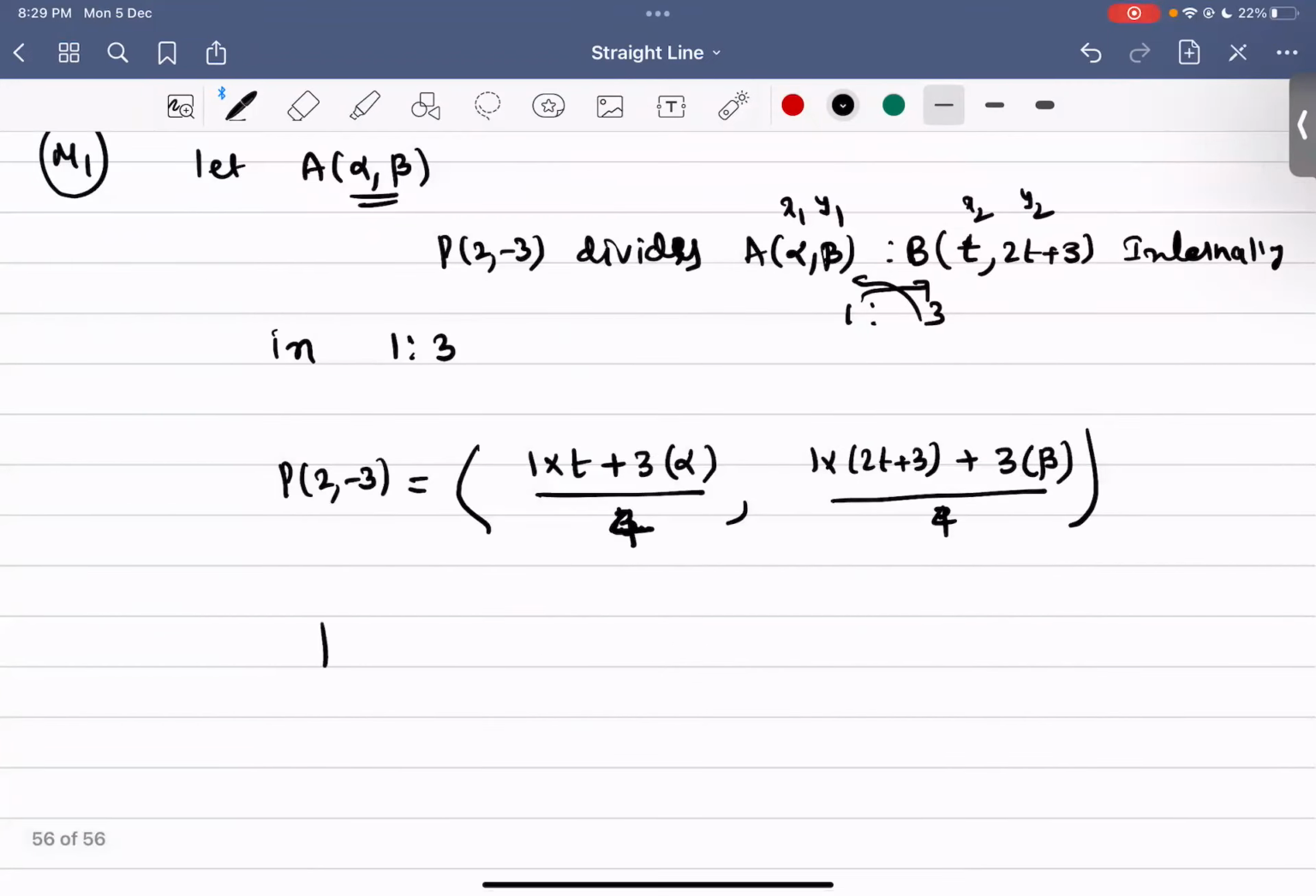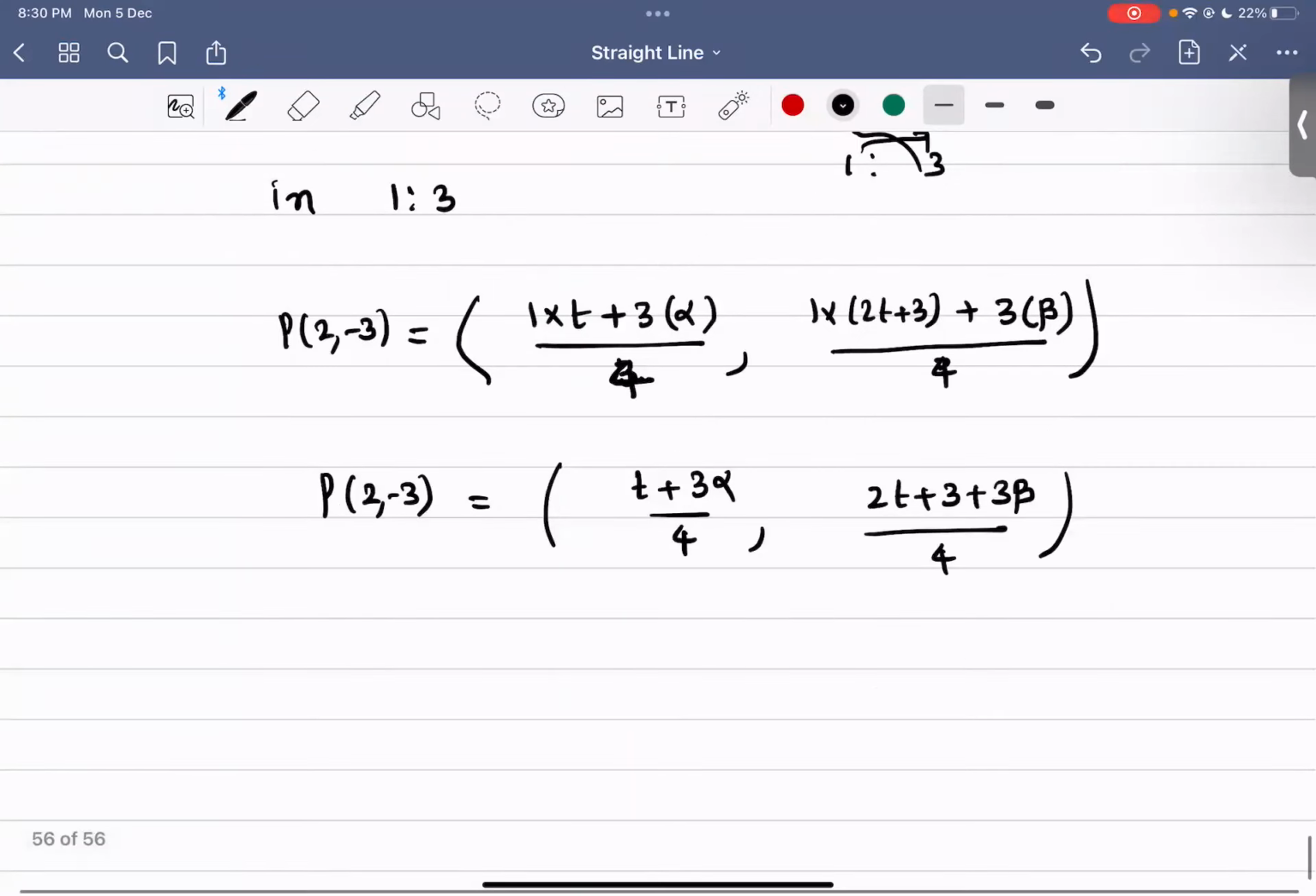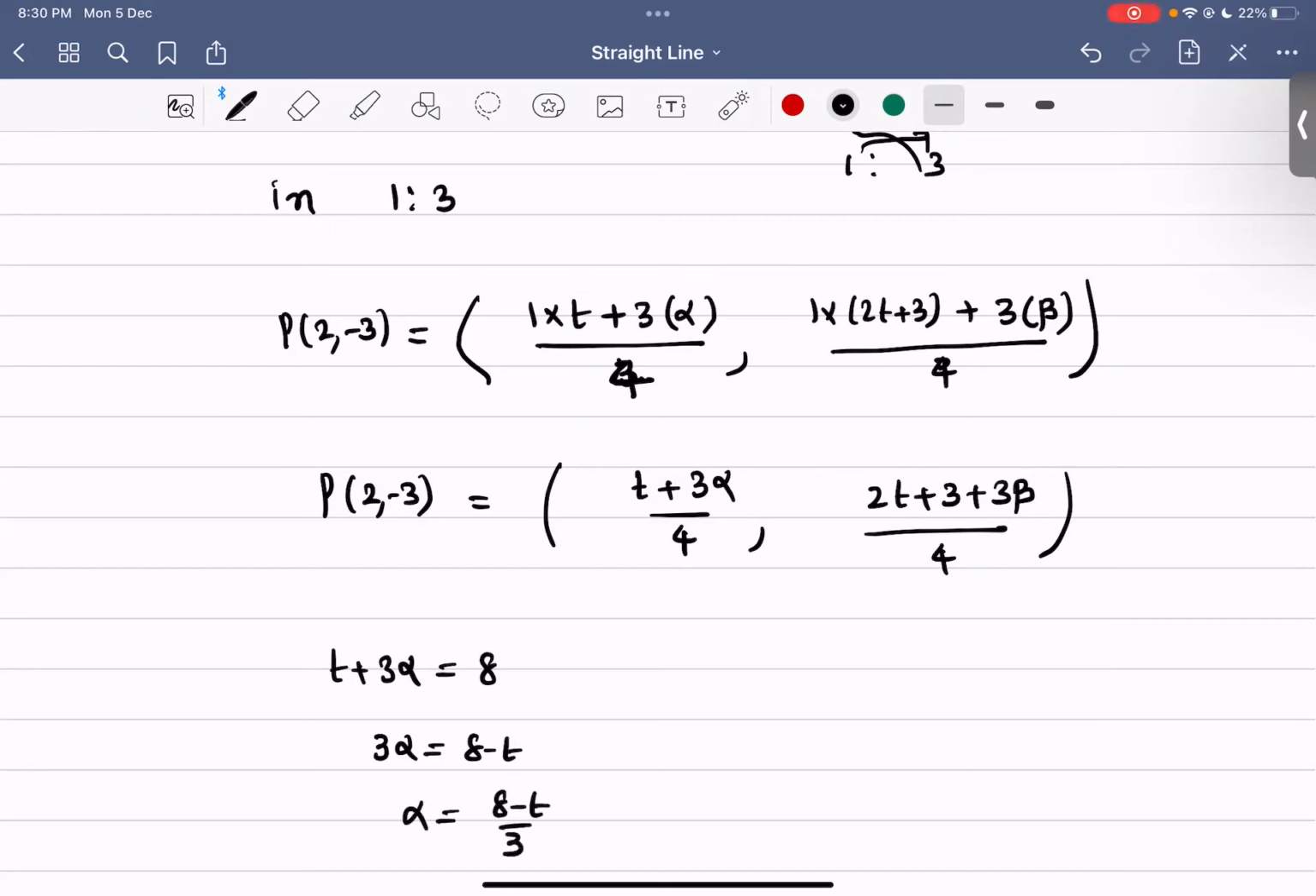So now from this, P(2, -3) is equal to ((t plus 3 alpha) by 4, (2t plus 3 plus 3 beta) by 4). Now if you equate, t plus 3 alpha is equal to 4 times 2, which is 8. Therefore 3 alpha is equal to 8 minus t. Alpha is equal to (8 minus t) by 3. Next, if we equate the y coordinates, 2t plus 3 plus 3 beta is equal to 4 times minus 3, which is minus 12.